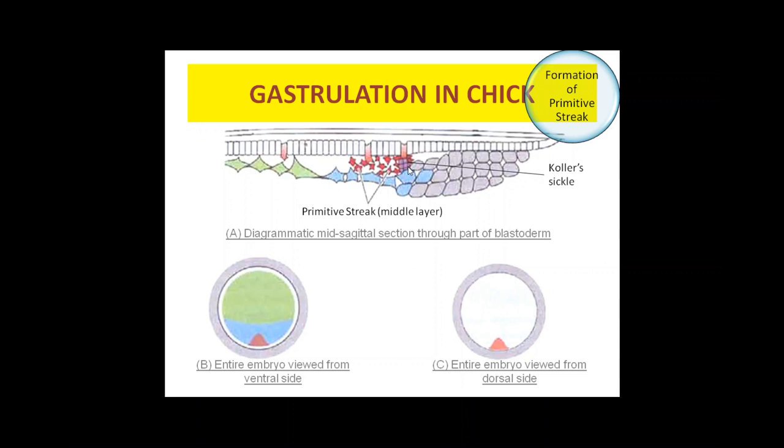These figures show the entire embryo viewed from the ventral side in B and from the dorsal side in figure C. The red color one shows the primitive streak as it is seen from the ventral side and the dorsal side of the embryo. The blue colored ones over here are the cells of secondary hypoblast and the green ones are the cells of primary hypoblast. As primitive streak elongates, as we will see later on, the secondary hypoblast cells also move anteriorly and in some way guide the movement of primitive streak.